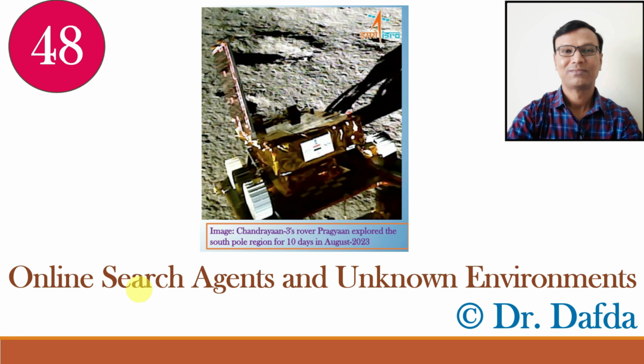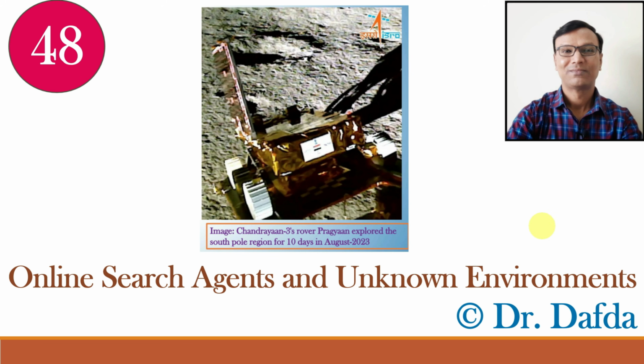Till now, every search algorithm that we studied assumed that the agent already knew the complete environment before starting the search. For example, A-star search, hill climbing search, simulated annealing search, genetic algorithm search, or even searching with partial observations, which we studied in the previous video class. In all these methods, the agent already had enough information about the environment or the map before making decisions.